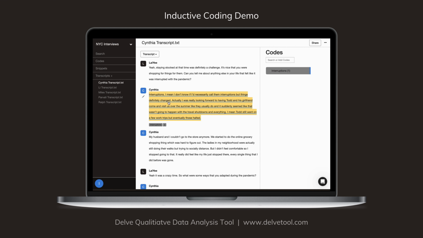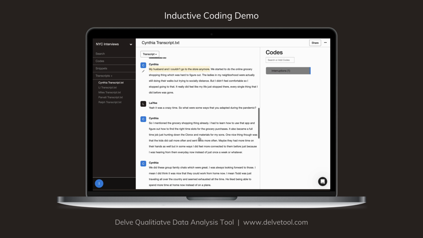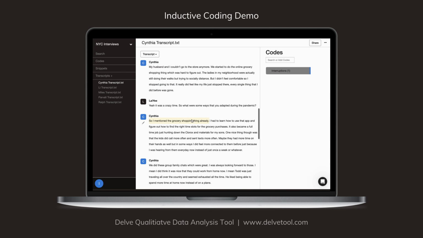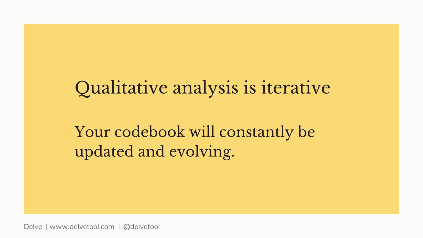And then you're going to keep reading through the data and continue to make more codes as you go. That is inductive coding. Keep in mind that qualitative analysis is an iterative process. Constantly updating your codebook keeps your analysis fresh and insightful. Even in deductive coding, your codes or code definitions will likely evolve, though the final codebook shouldn't be too far off from your initial starting point.